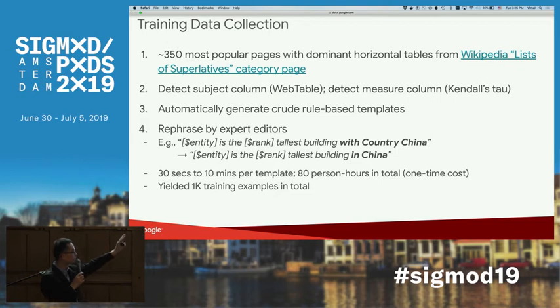It's actually not easy work. Sometimes it takes half a minute, sometimes it takes 10 minutes, because the templates are a little bit complicated and the raters have to really look at them. We spent about 80 person hours in total, and that yielded about 1,000 training examples, which is relatively small. But remember, when we apply the machine learning model, we're already using a lot of pre-trained embeddings, so a lot of the semantics are encoded in the dimensions that we have, all right?